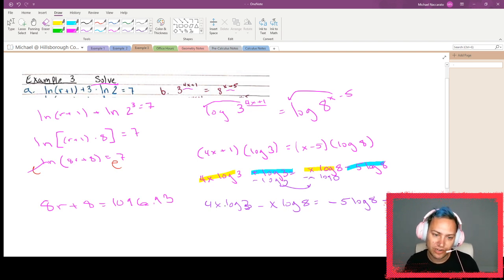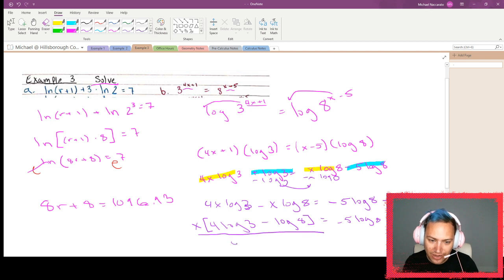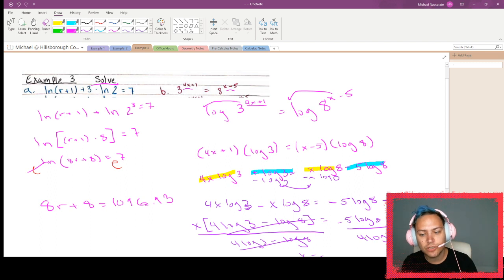Now I can do some stuff here. I can factor an x out here first. So I end up with x times 4 log of 3 minus log of 8 equals negative 5 log of 8 minus log of 3. And then I can divide everything by 4 log of 3 minus log of 8, and do that on this side too. These will cancel, so now I'm left with x equals, and this would just be punching it in your calculator.